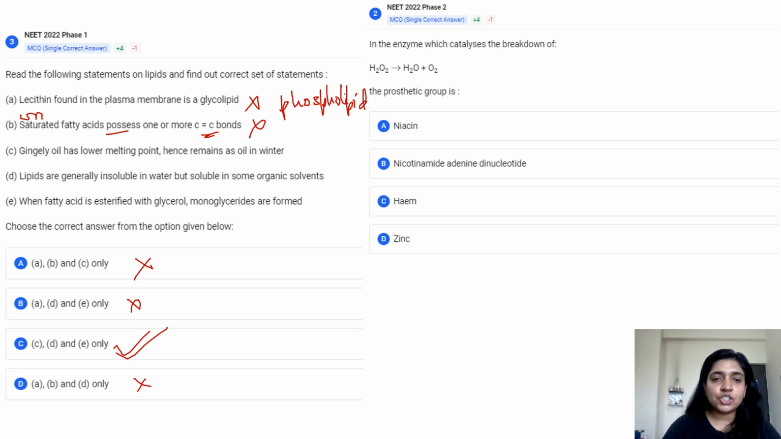Right? Gingelly oil has lower melting point, hence it remains as oil in water. It does not dissolve. Then lipids are generally insoluble but soluble in organic solvents. When fatty acid is esterified with glycerol, monoglycerides are formed. In the enzyme which catalyzes the breakdown of H2O2, the prosthetic group is. So if you have gone through my lecture, you would know that the correct answer to this is heme. Alright, let's move ahead.